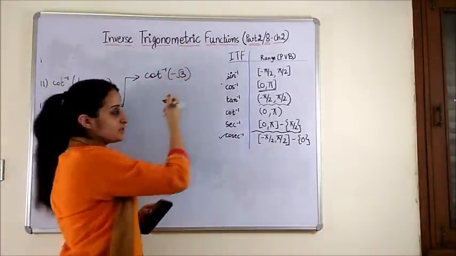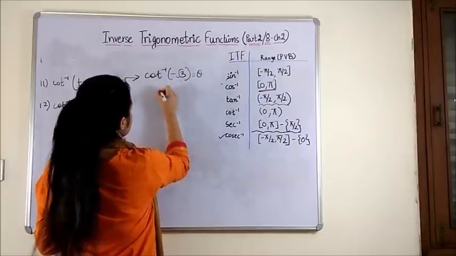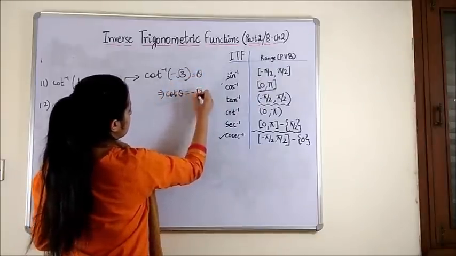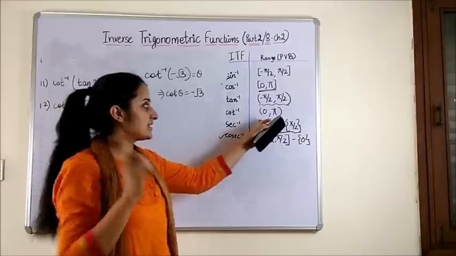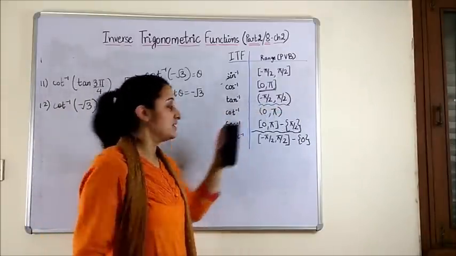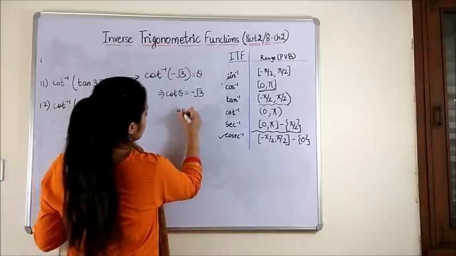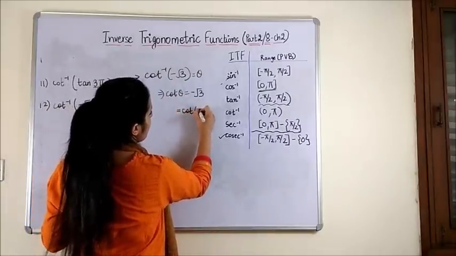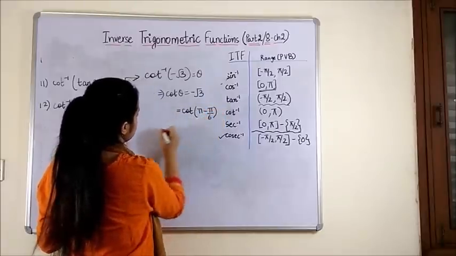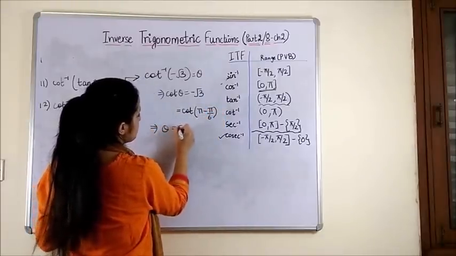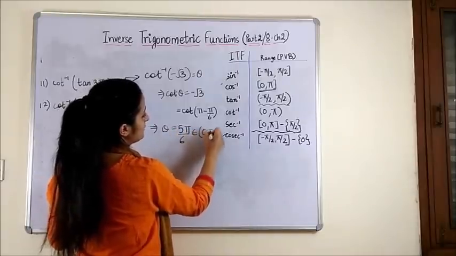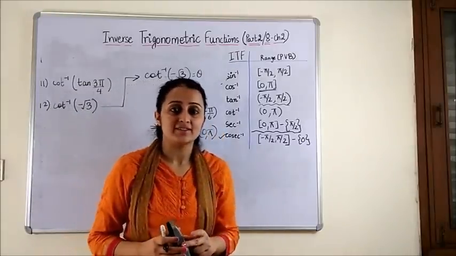If I assume this to be theta once again, now as we had just discussed, we have to ensure that it lies in its PVB. So, we can express this as cot of pi minus pi by 6. This means theta is 5 pi by 6, which belongs to the principal value branch.